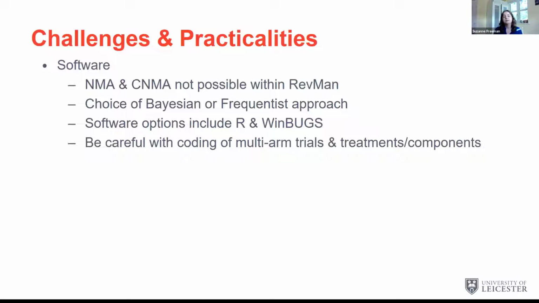So if we're going down a Bayesian pathway, then WinBUGS can fit all the models that I've presented today, and there is code available in the public domain for fitting those models. And of course, there are other Bayesian packages such as JAGS and Stan, which are probably also able to fit these models. And in terms of the practicalities, you do need to be particularly careful when it comes to coding up multi-arm trials and your treatments or components when you're doing both standard and component network meta-analysis.